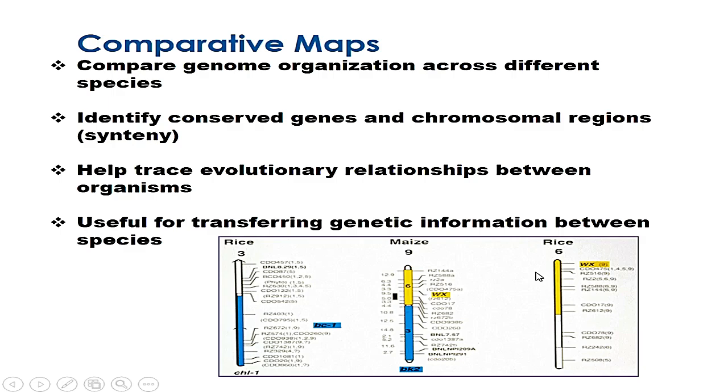These maps help trace evolutionary relationships between organisms. What is the evolutionary relation between this rice and that rice, and between this rice and maize? These maps are very useful for transferring genetic information between species, because we are comparing the genomes of different species.